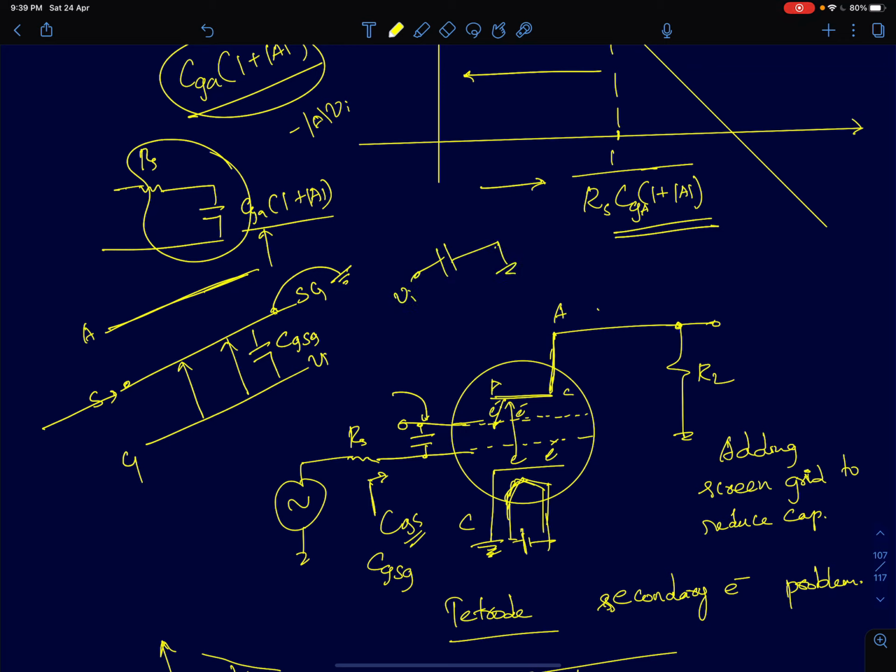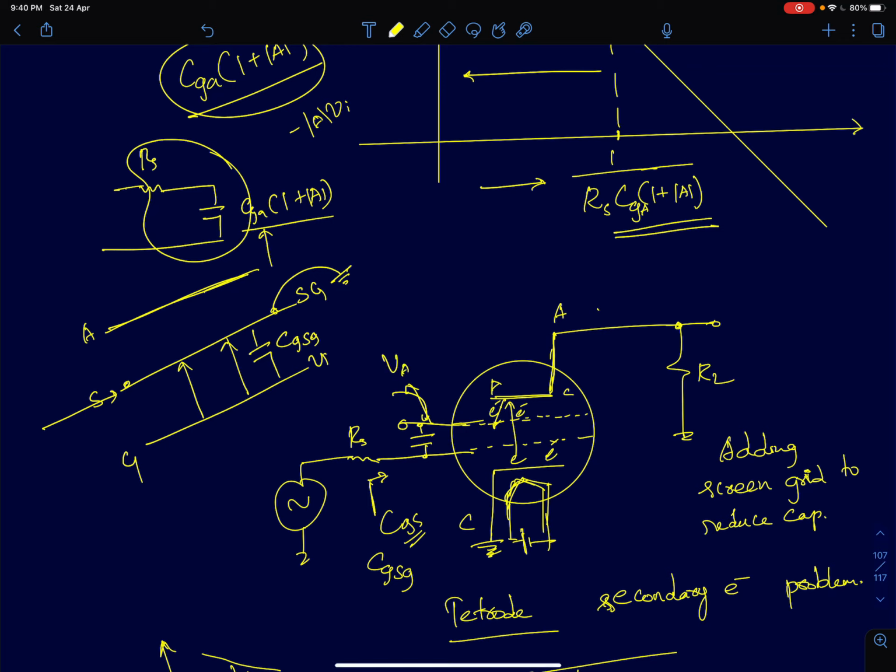On the other side you have an input voltage, so the total voltage this capacitance has to be charged to, the small signal voltage, is Vi itself. Therefore we solved that problem of Miller multiplication, and we could extend the bandwidth using a tetrode. But a tetrode came with another problem. The screen grid voltage is held at a higher voltage.